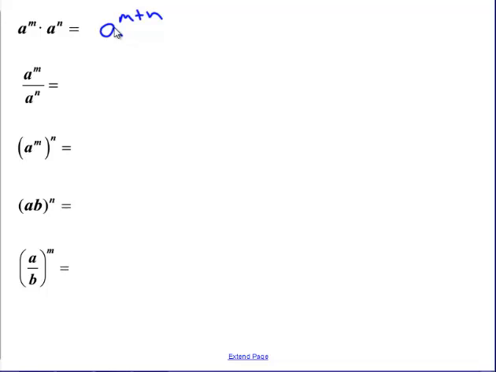When we're dividing, it would be the opposite, so the base would stay the same and we would subtract our exponents. But again, you've got to have like bases and you've got to have division, then you would subtract the exponents and the base would stay the same.